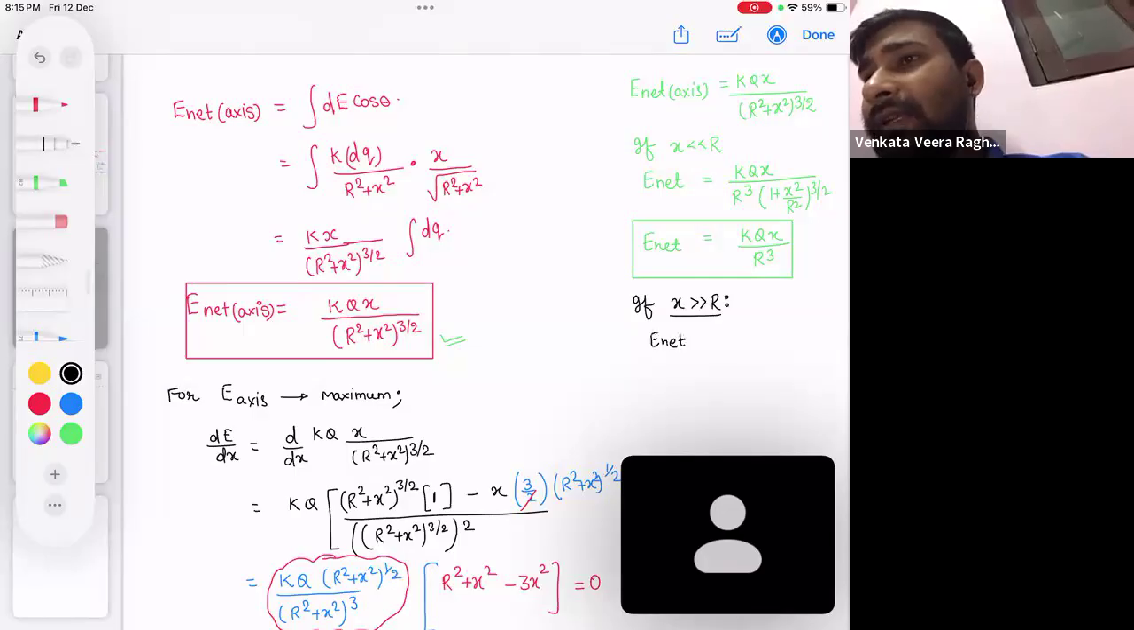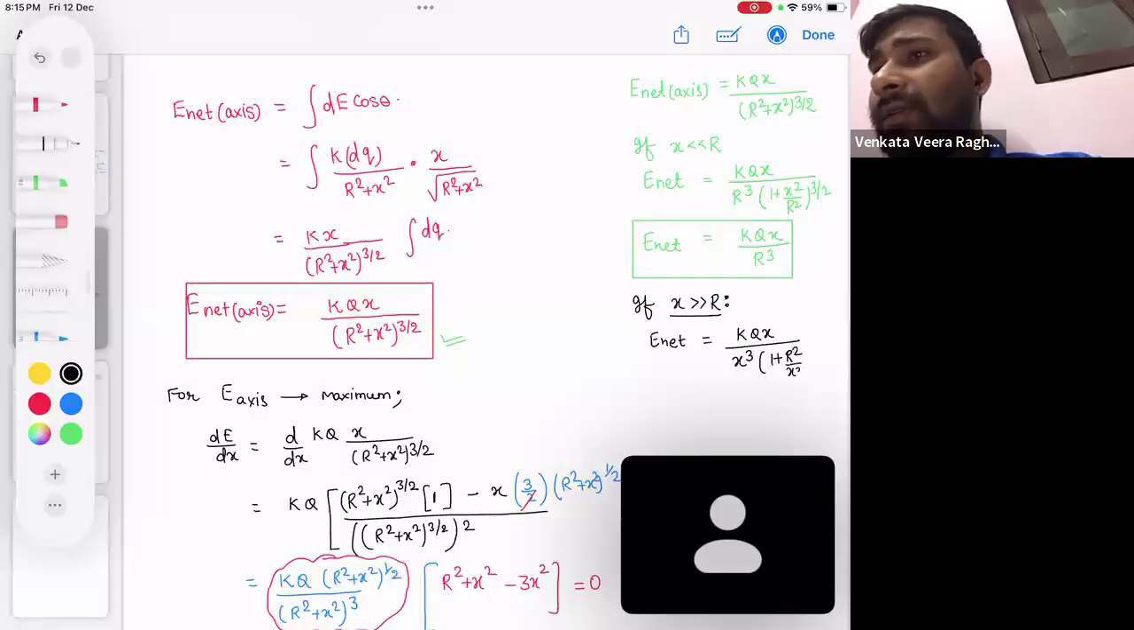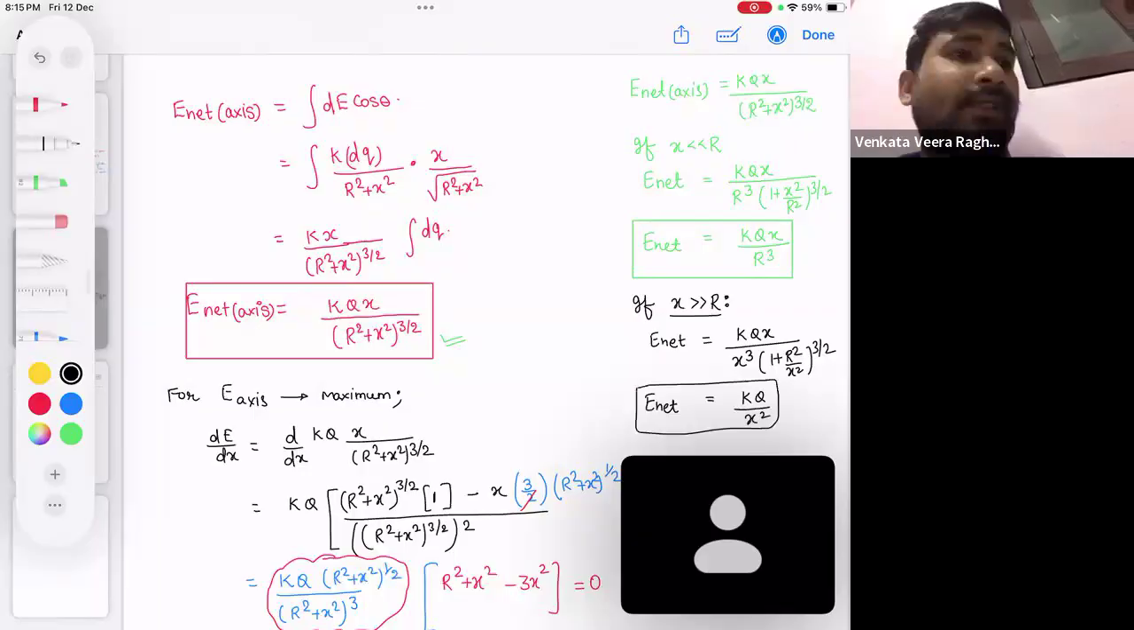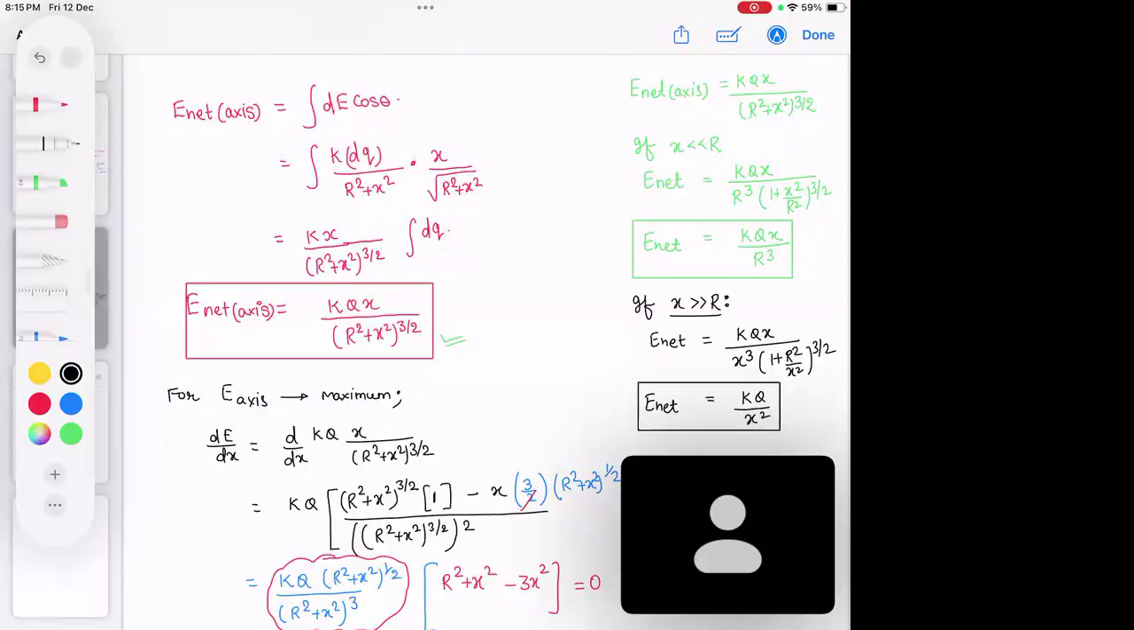Will I get kqx? And this time x is very much greater, na? So you will take x square common. It will become x cube, isn't it? And then it will become 1 plus r square by x square to the power 3 by 2. So what are we getting as the net field? Are we getting kq by x square? So check it. At far away distance, is it just behaving like a point charge? The ring is just behaving like a point charge.